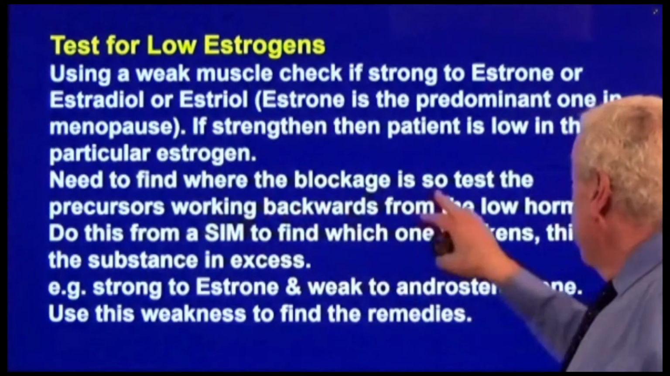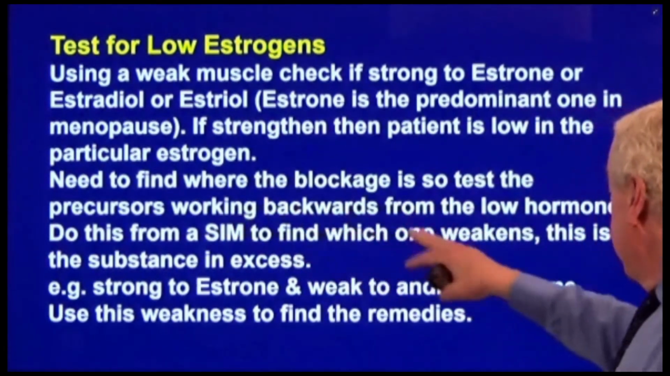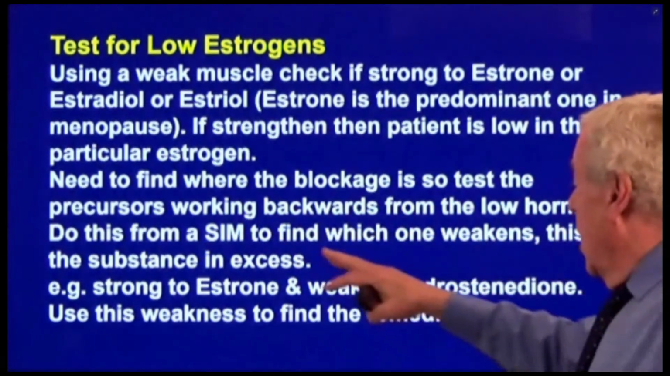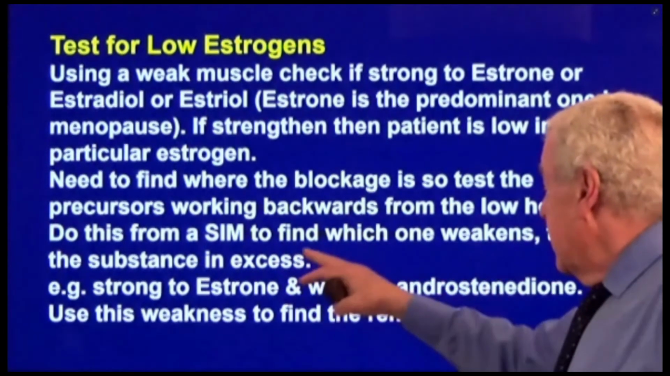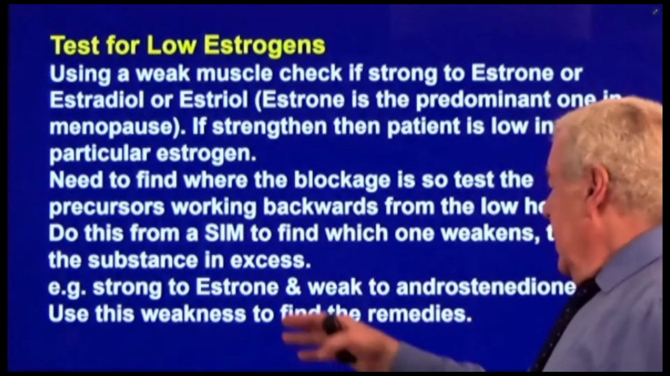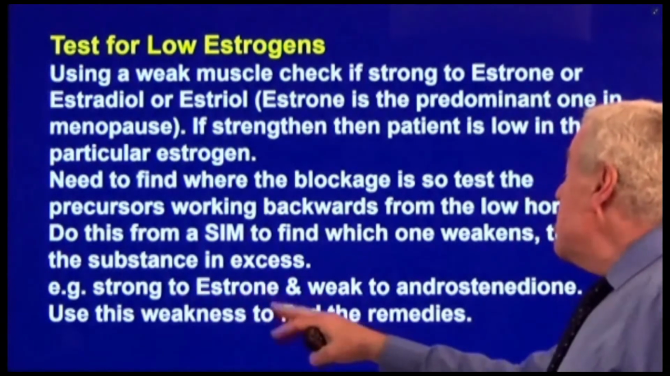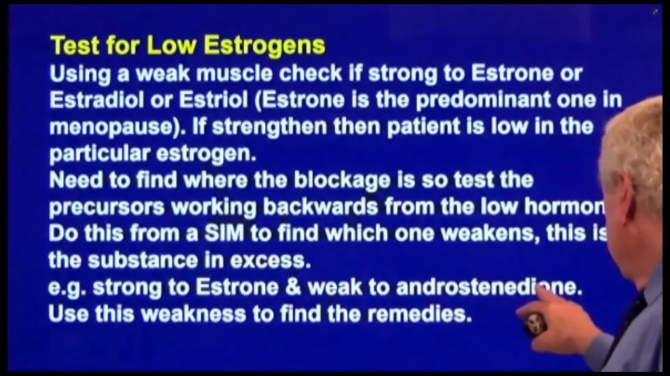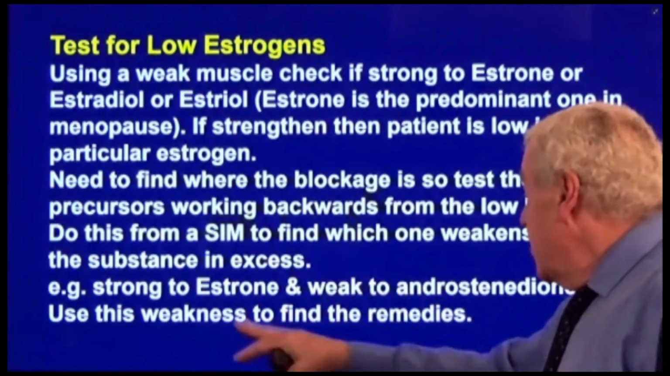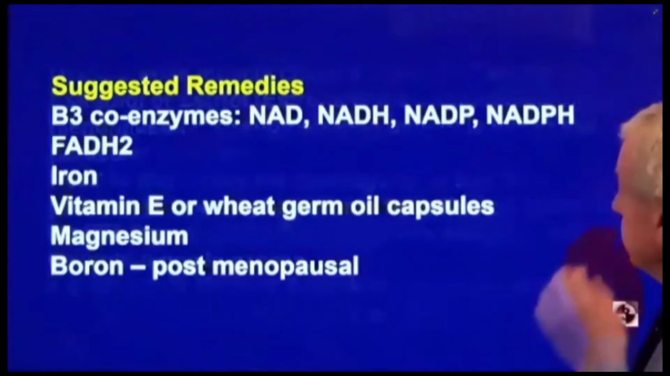Need to find where the blockage is, so test the precursor working backwards from the low hormone. Do this from a strong indicator muscle to find which one weakens. This is the substance which is in relative excess. For example, strong to estrone but weak to androstenedione means we've got a problem in the conversion of androstenedione to estrone. Use this weakness to find the remedies.